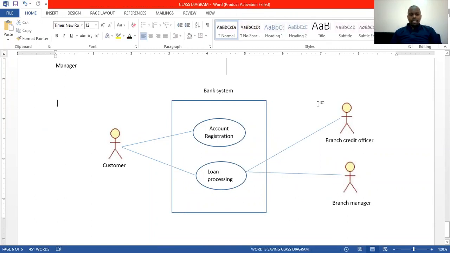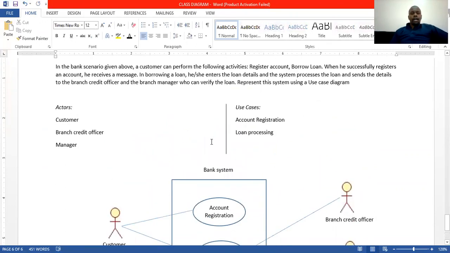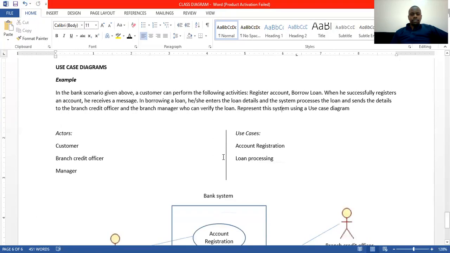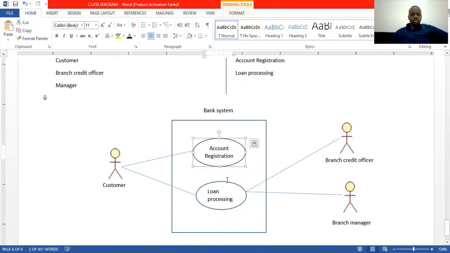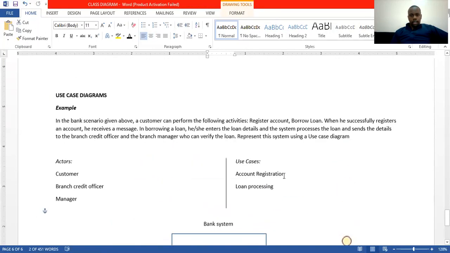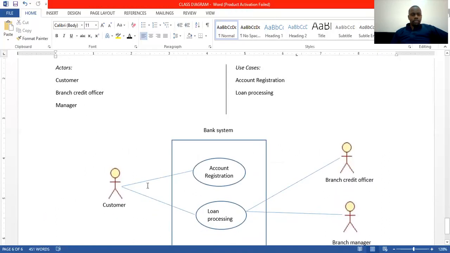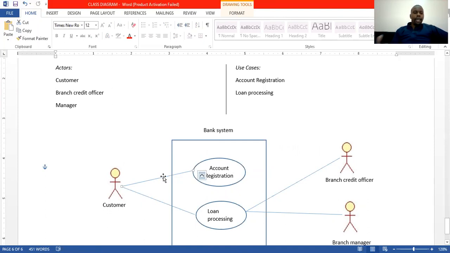So basically, we have shown that system using a what? A use case diagram. A customer can perform the following activities: can register account, borrow loan. So account registration, borrowing loan is there. When he successfully registers an account, he receives a message. Of course, that is represented by that link. That link is just to show what happens when a customer is interacting with that particular entity.